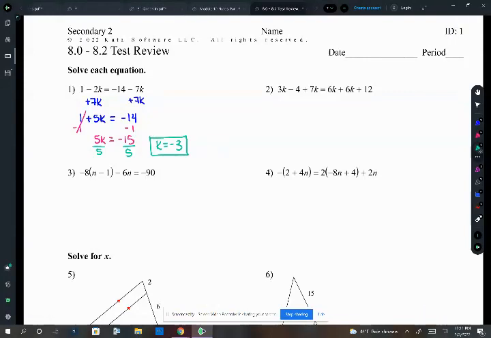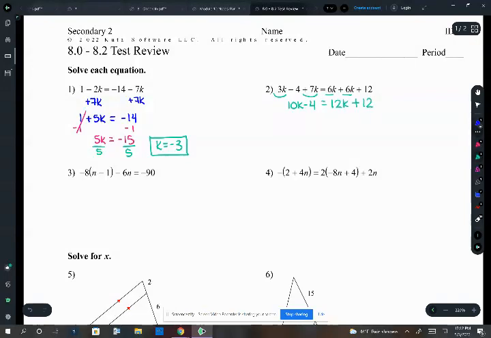If we look at number 2, you'll notice that we have like terms on each side. So you have 3k and 7k. And because they're on the same side of the equal sign, we're just going to add them together. So 3 plus 7 is 10. So we have 10k minus 4. When I look at the other side of the equal sign, you should be noticing that you have a 6k and a 6k. So those, again, are like terms. So 6 plus 6 is 12k plus 12.